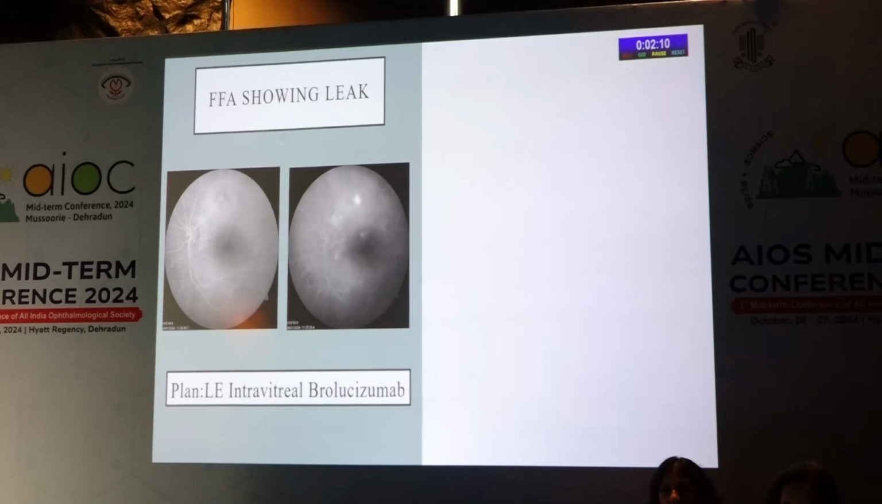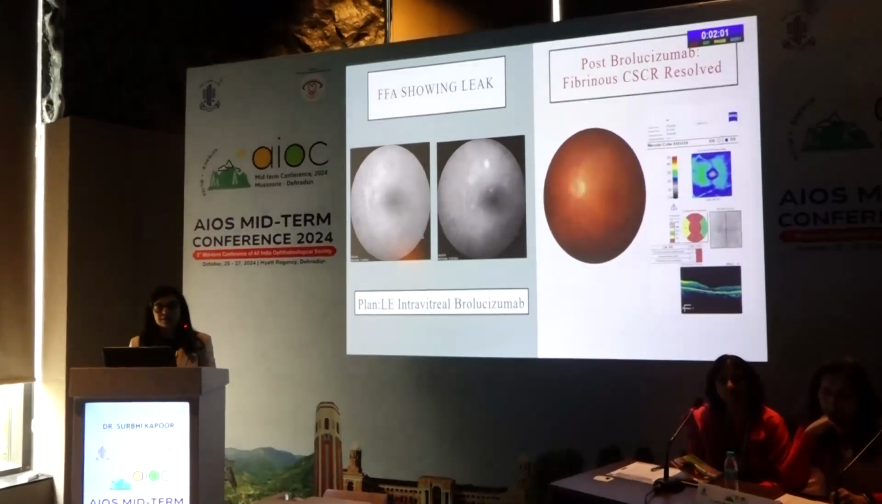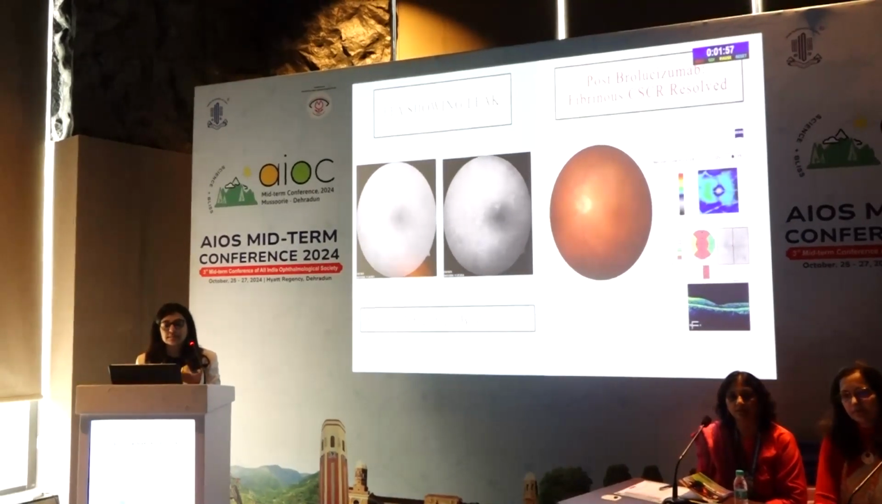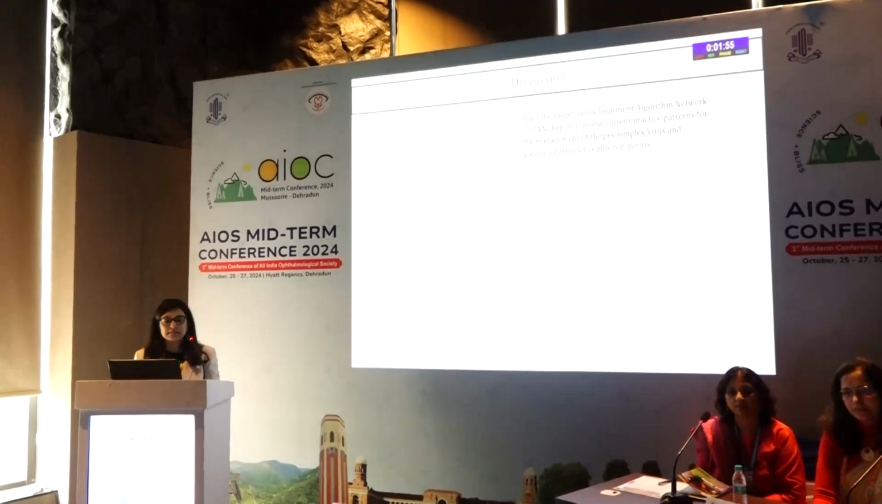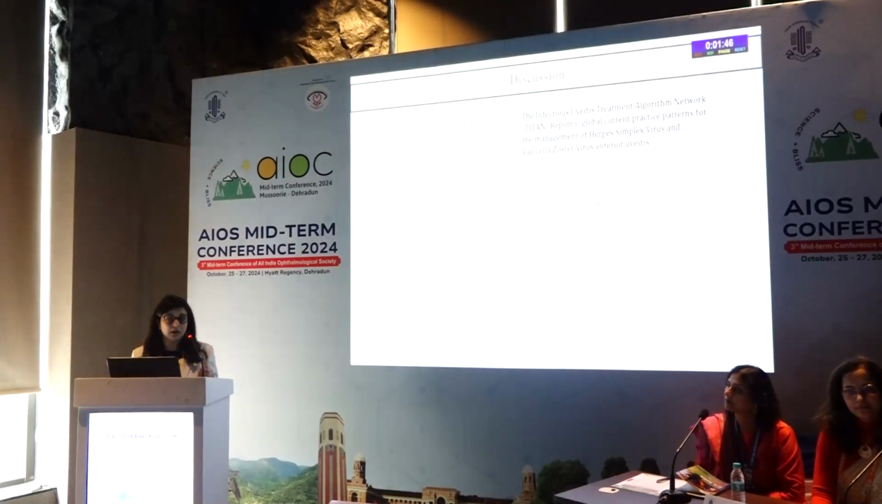So we studied more. We saw that intravitreal brolucizumab does wonders in these patients. However, only one case study was there, but we took the chance, and post brolucizumab, it was magical. The fibrinous CSCR resolved, no NSD seen in the patient. So use of brolucizumab for fibrinous CSCR is not yet widely reported, but it demonstrated remarkable efficacy in our case.